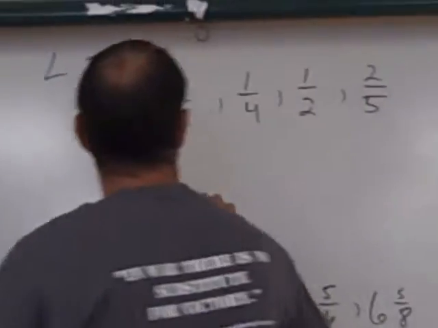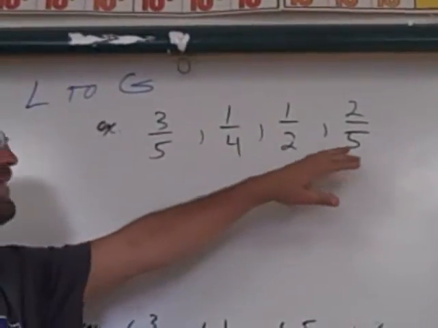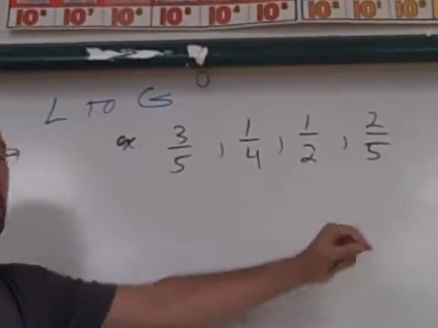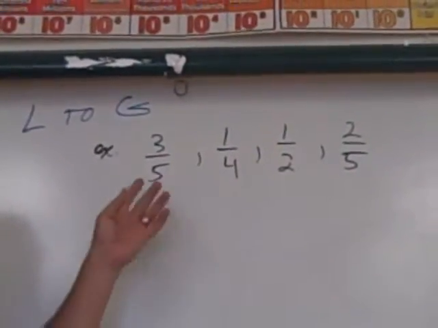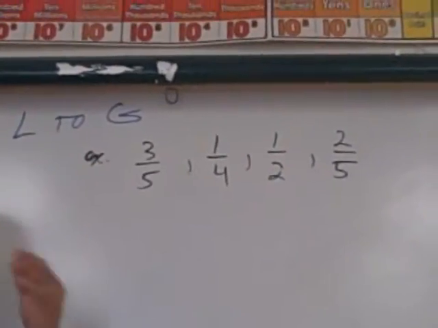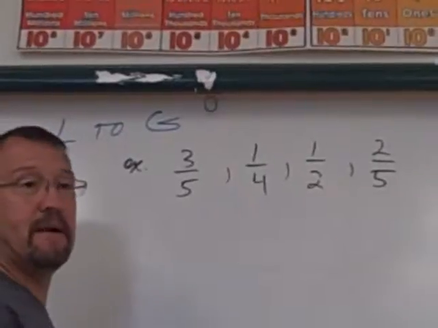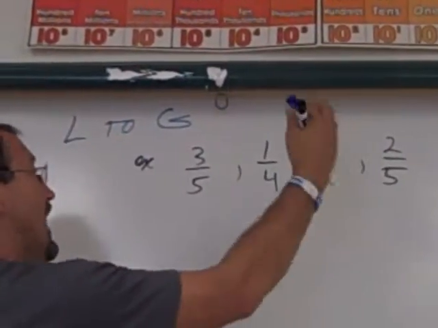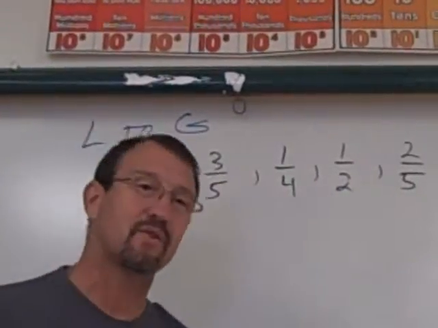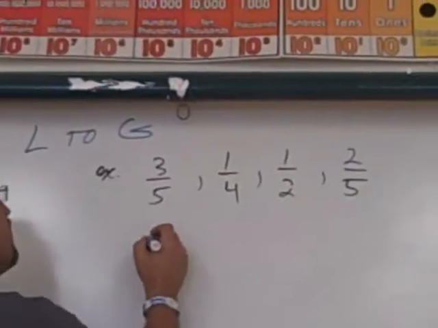So, let's write down 3/5, 1/4, 1/2, and 2/5, and we're going to put them in order. The problem is, they all got different bottoms except for 2 of them, and I can't tell which is bigger. Now I can cook a pizza and take 3/5 of a pizza, then 1/4, 1/2, and 2/5, and compare all of them, but that would take too long. How about we just all get the same bottom?